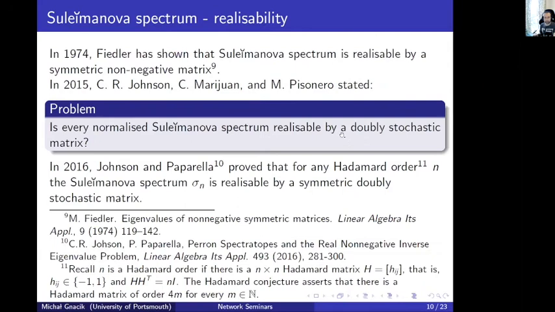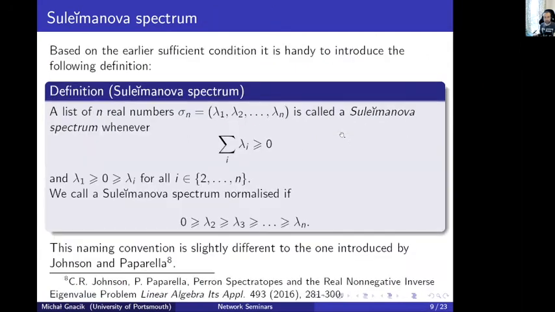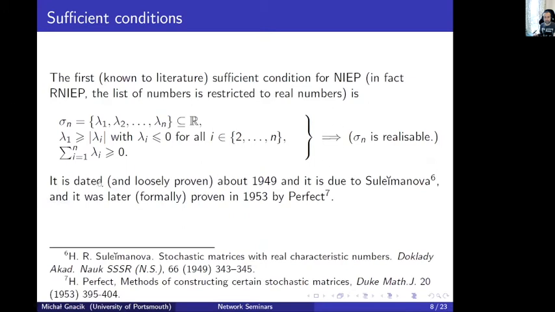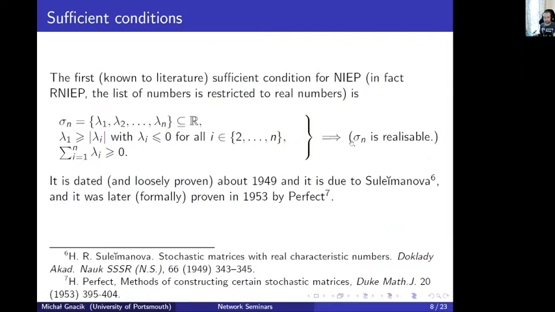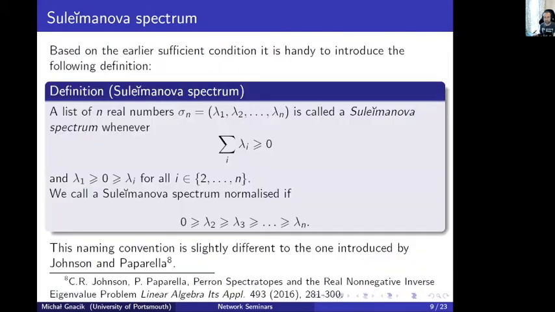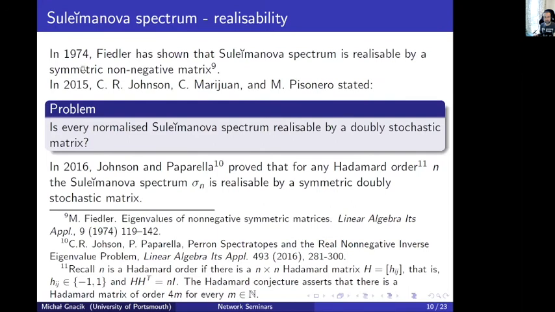Because this Sulimanova spectrum is in fact the same as this condition, we can see that it was already shown by Perfect that this list is realizable as a spectrum of a non-negative matrix. Further, there was a result in 74 by a Czech mathematician, Fiedler, who showed that a Sulimanova spectrum is realizable by a symmetric non-negative matrix. So here we add this property of being symmetric.